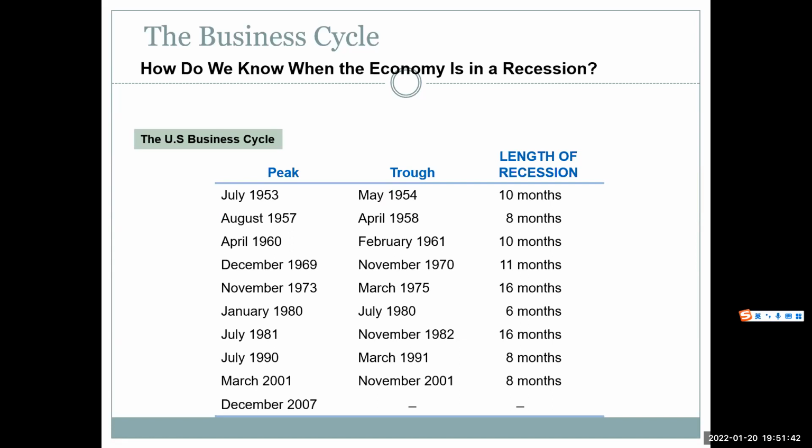But how do we know when the economy is in a recession? Do you have any idea? How do we know that the economy is in a recession? Declining business investment. Yes, of course, different measurements. Yes, unemployment rate. This is very important. Decline in employment. This is a very important index to trace.